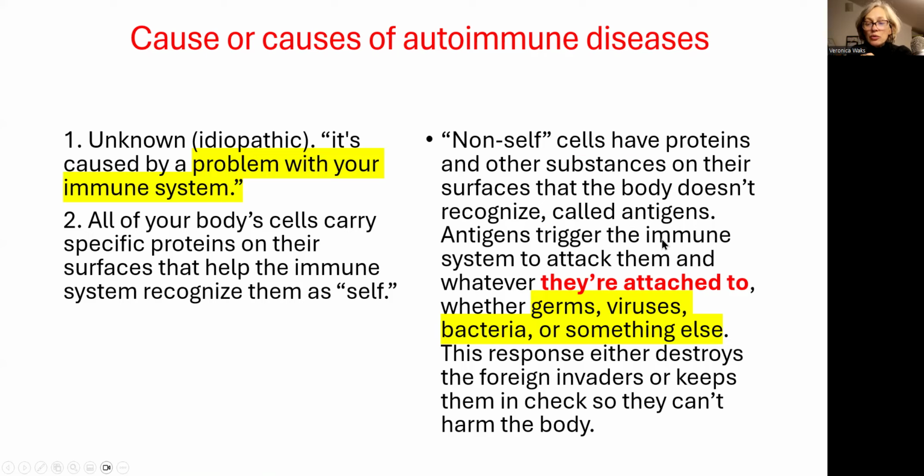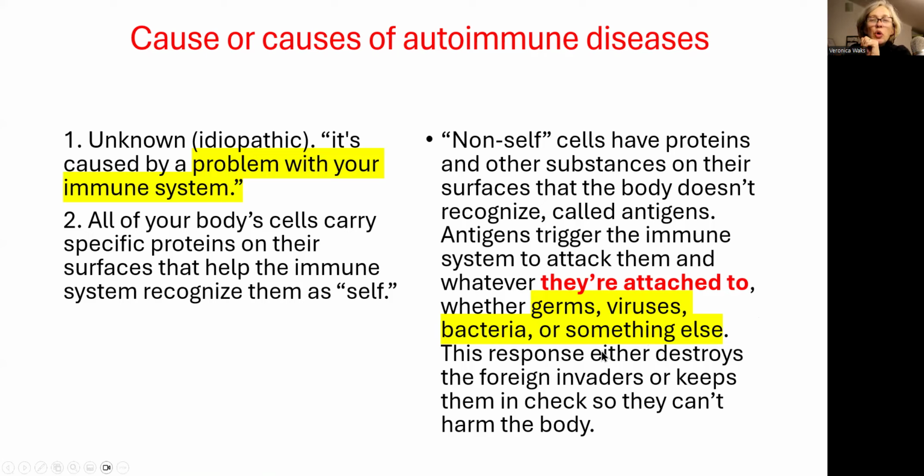Antigens trigger the immune system to attack them, and this is very important, not only the antigen, but also the cells where this antigen is presented will be attacked. So if this is the cell and a piece of something is added to the cell, the piece and the cell will be attacked. So what could be the piece? It could be a virus, bacteria, fungus, or medical textbooks tell us something else.